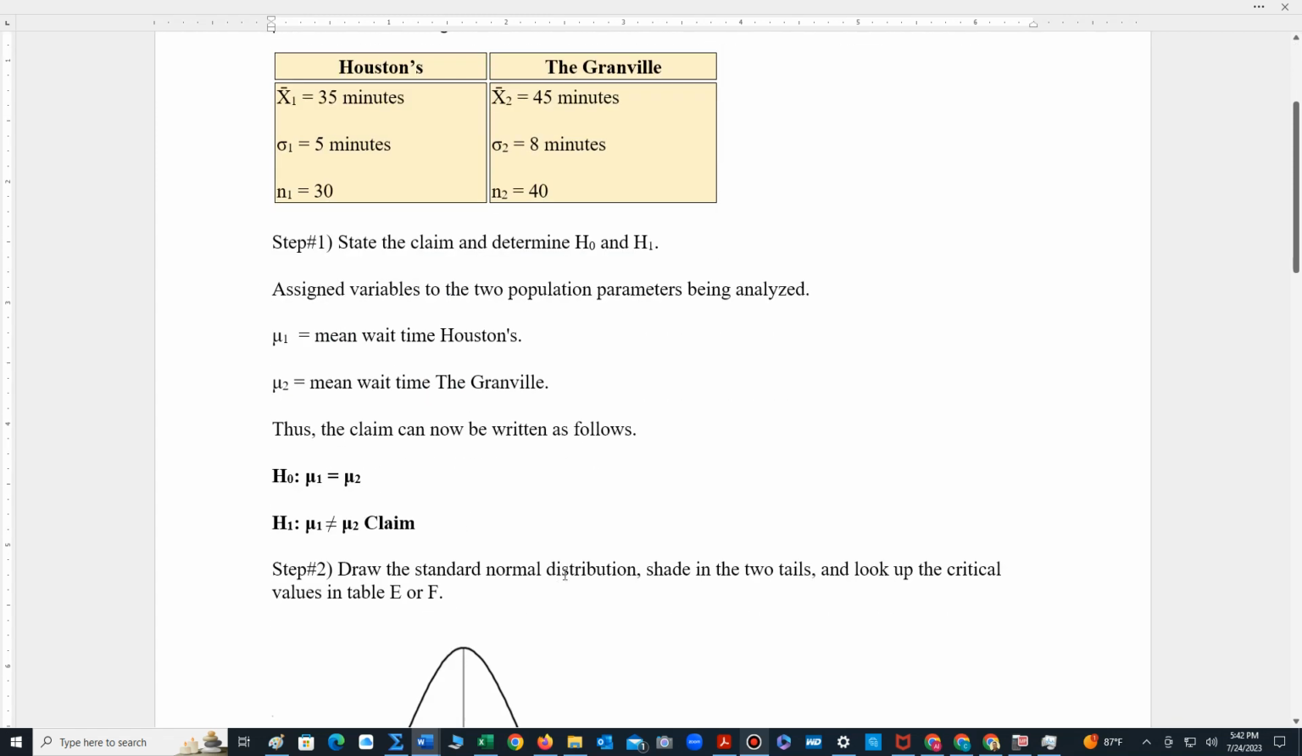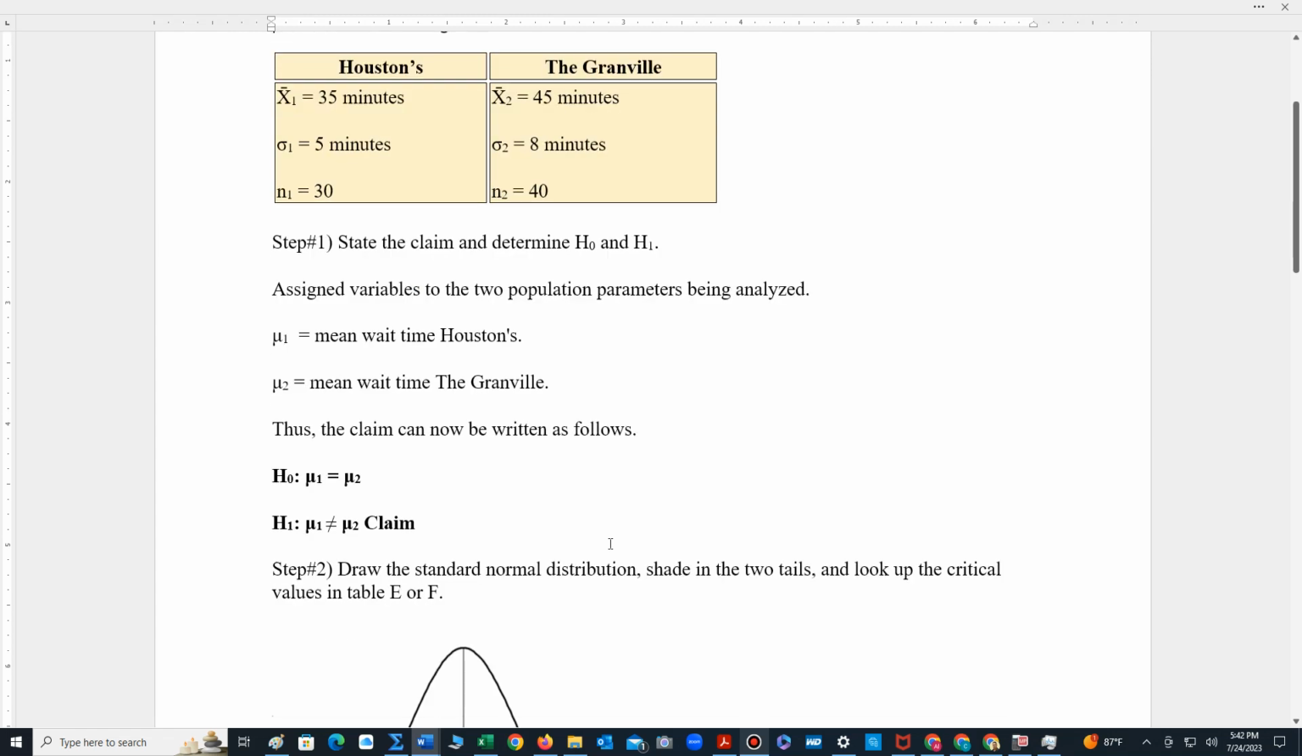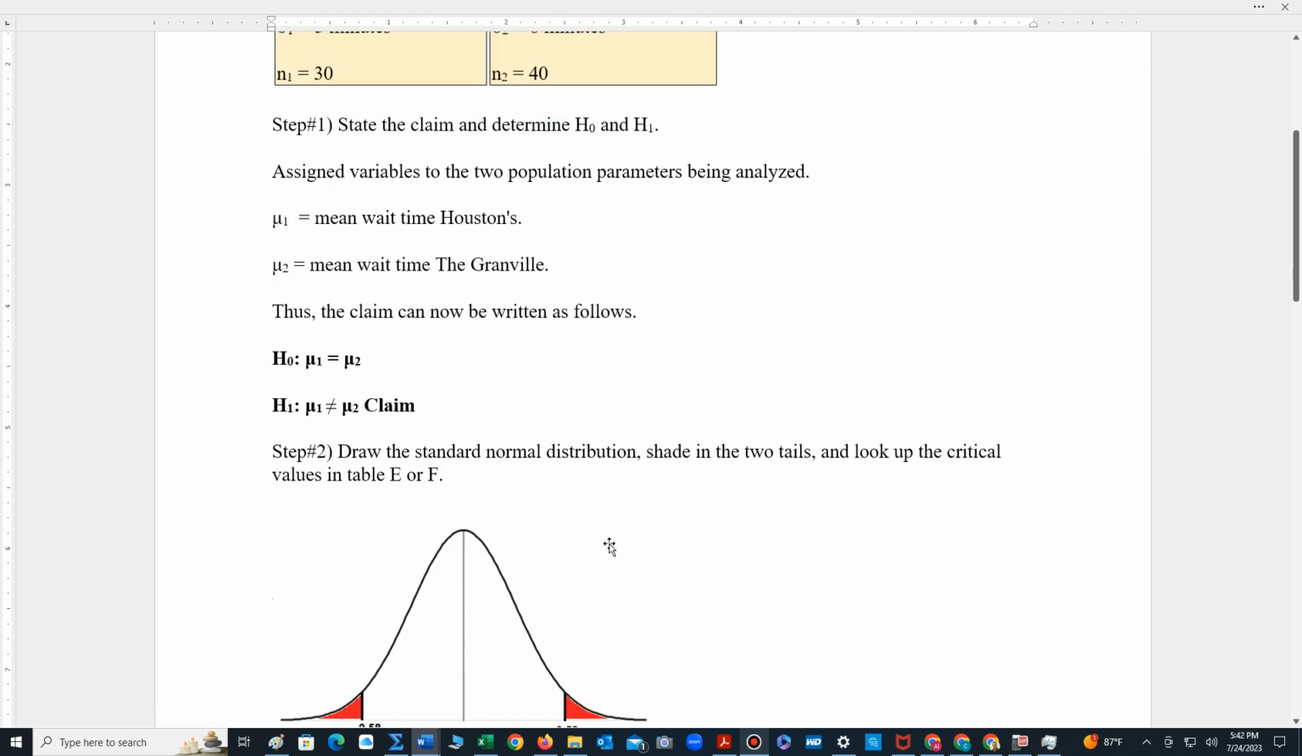So we first have to state the claim. We assign population parameters. Mu1 will represent the mean wait time for Houston's. Mu2 is the mean wait time for the Granville. And the claim is that there is a difference. Difference is interpreted as not equal. So mu1 is different than mu2. That's the claim. Since it's not equal to, that's also an H1 statement. H0 is that mu1 equals mu2.